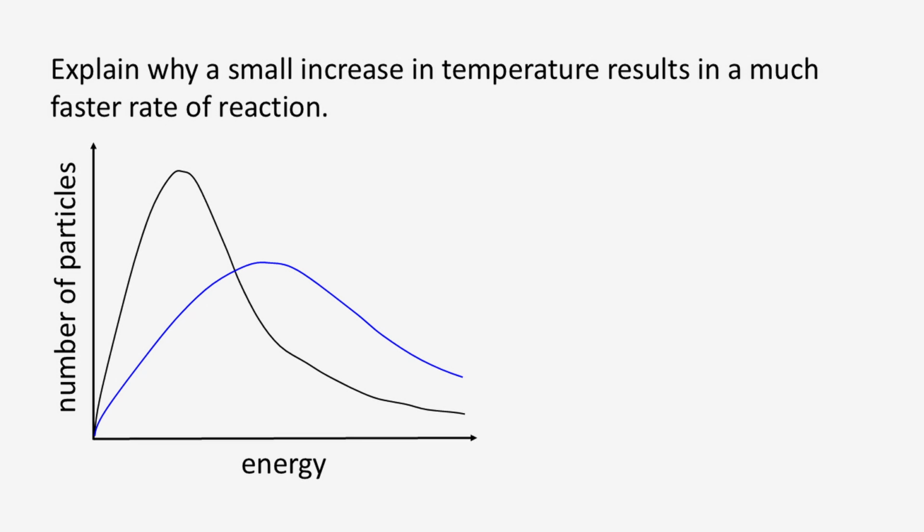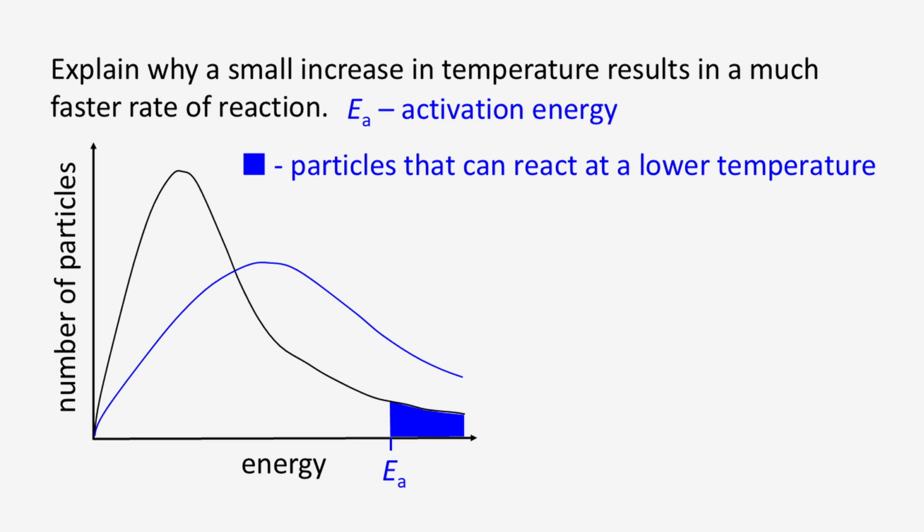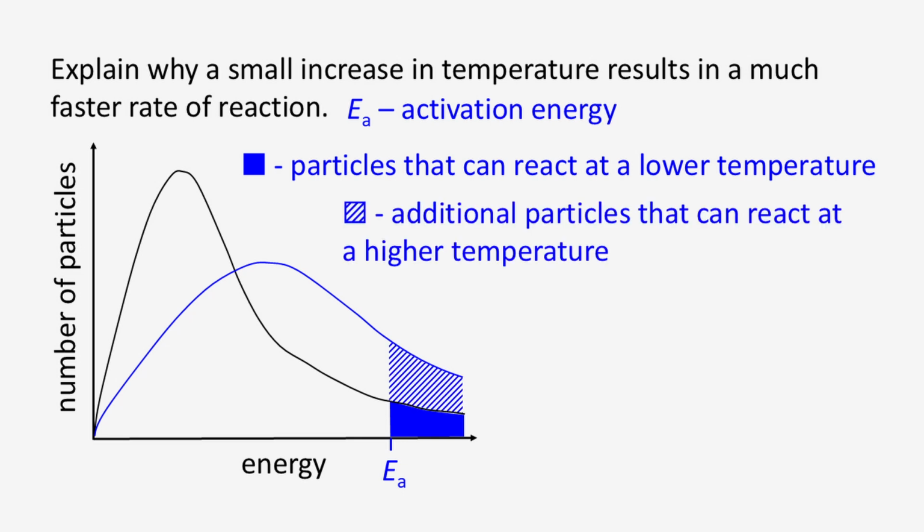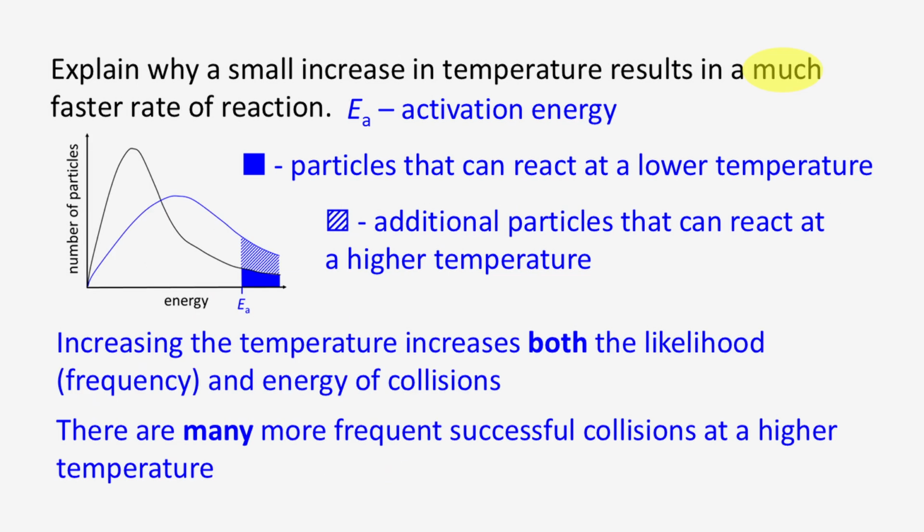We can address the next part of the question by annotating the graph. It is a very good idea to do this in exams given the opportunity. First, we label the activation energy EA. Next, we shade in the particles that can react at a lower temperature with a clear label. We can then use a different pattern of shading to represent the additional particles that can react at a higher temperature. Always read the question and address the question very clearly.